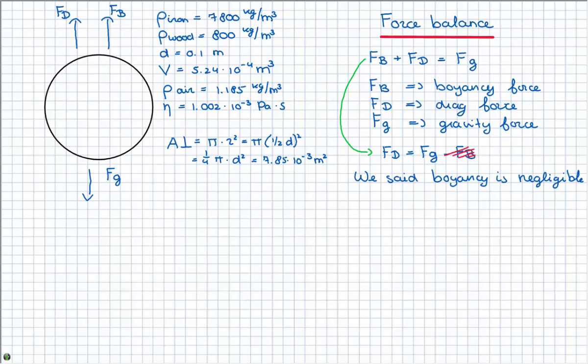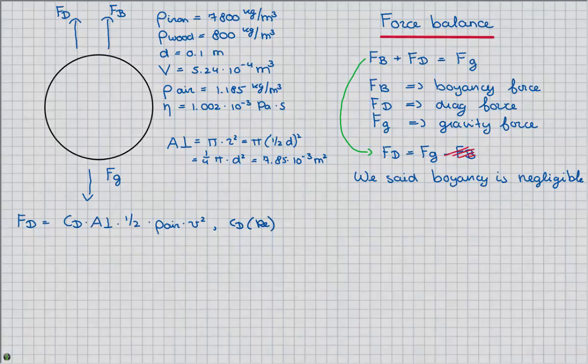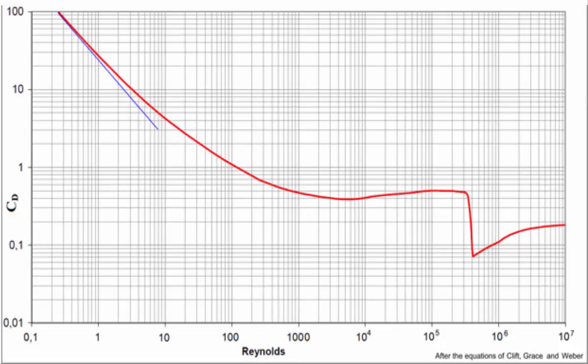We also have given some equations for the drag force and the gravity force in the lectures. So the drag force is equal to a drag coefficient times the area perpendicular to the velocity, which is downwards, times half times the density of air times the velocity squared. And the coefficient of drag force is dependent on Reynolds, as you can see in this graph. It is a graph that correlates the Reynolds number for a sphere to the drag force coefficient. The red line is the one you can use. Blue line is actually the Stokes law.